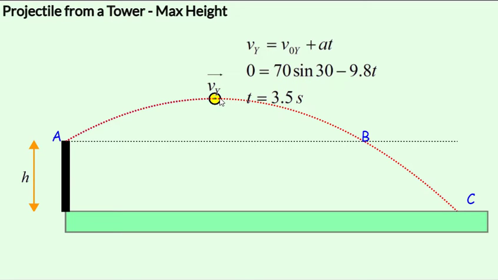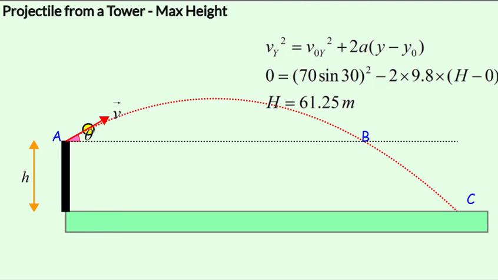Can we find the height from here knowing the time that it takes to get to the top? Again, we are focusing on the y direction. We choose the reference line at the top of the tower and we apply the same sign convention as in the previous lesson. Now we will use the third equation of motion, so Vy squared equals V0y squared plus 2a times y minus y0.